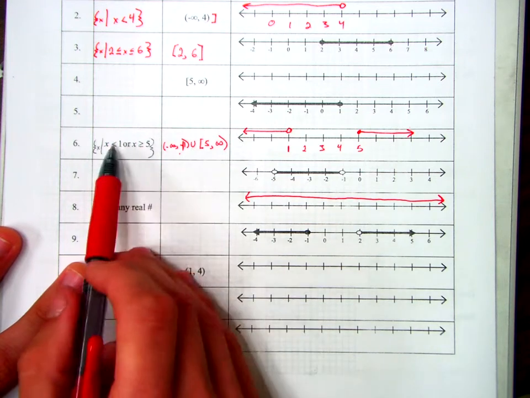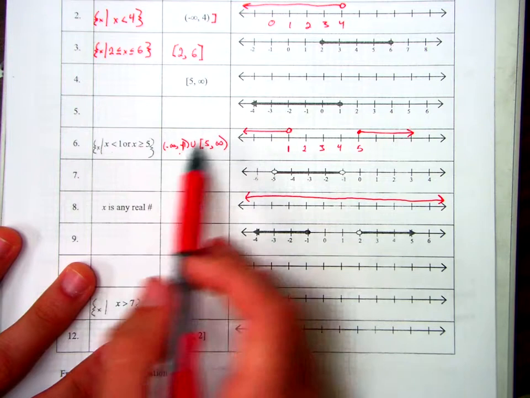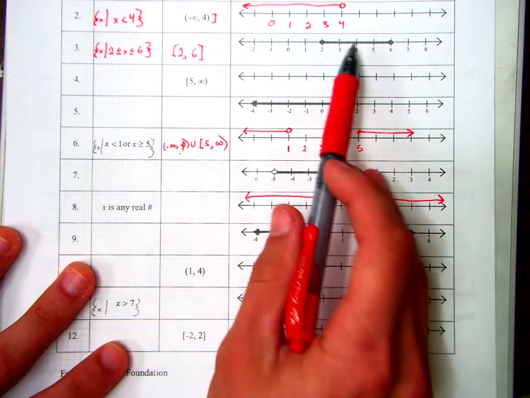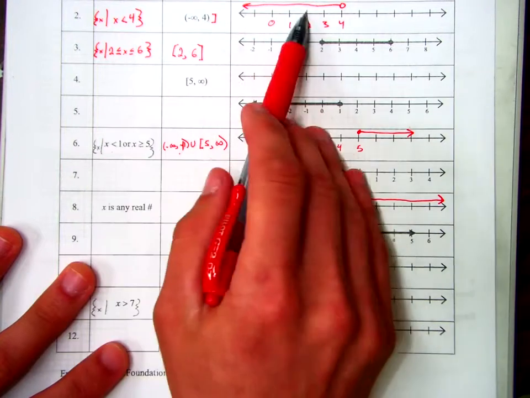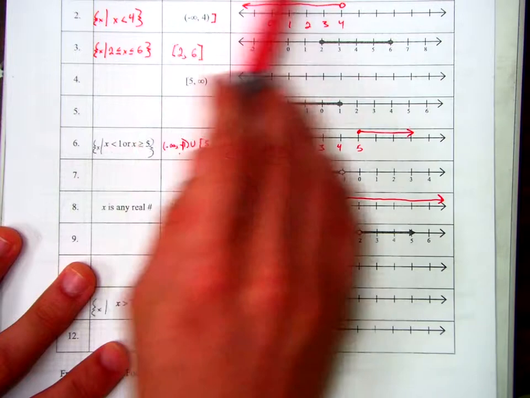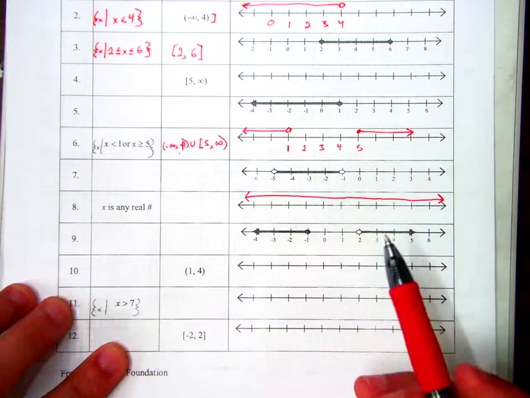Also notice that because there's two inequalities and there's two intervals, there's also two lines, right? If there's one line, you have one interval, one inequality.